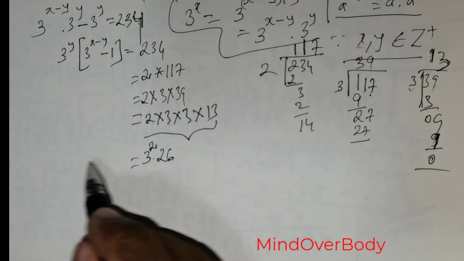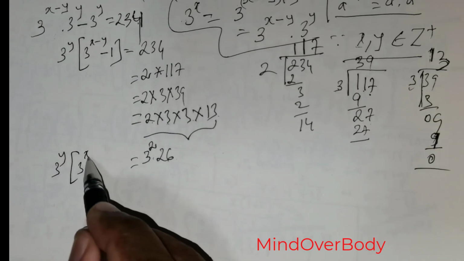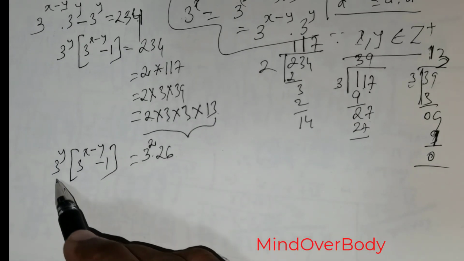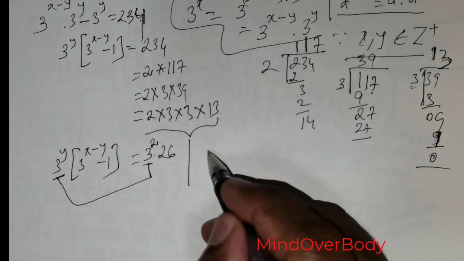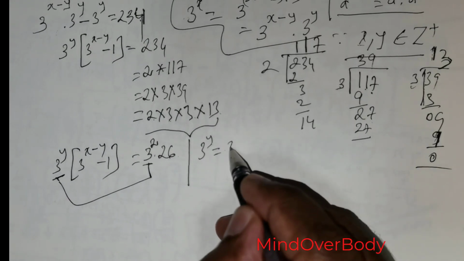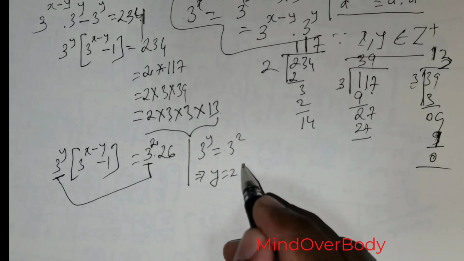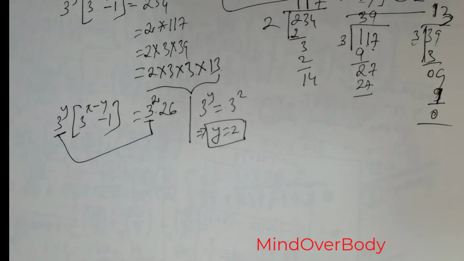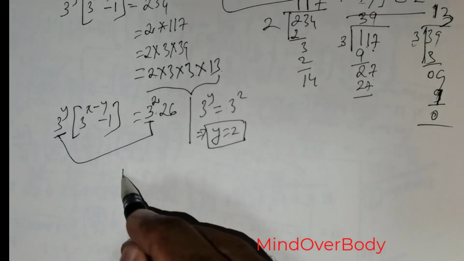So you write that down, and on the left hand side you have 3 raised to the power of y times 3 raised to the power of x minus y minus 1. So this is what you've got. Now clearly you can see that the bases are the same, so you can connect these two together. So that would mean you get 3 raised to the power of y is equal to 3 squared. So from here you know y is equal to 2. That's fine.